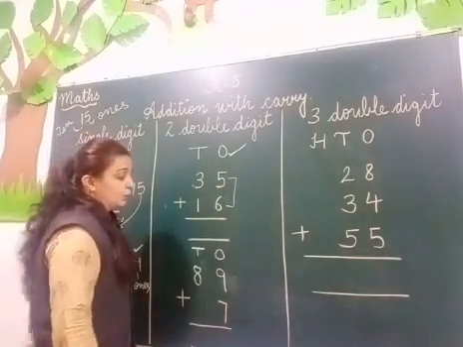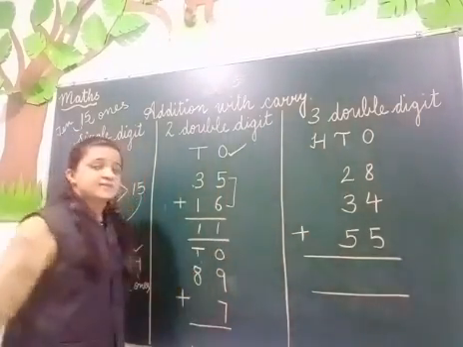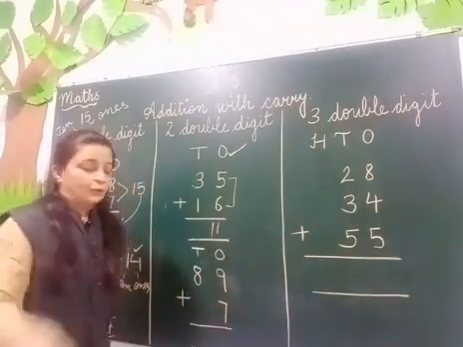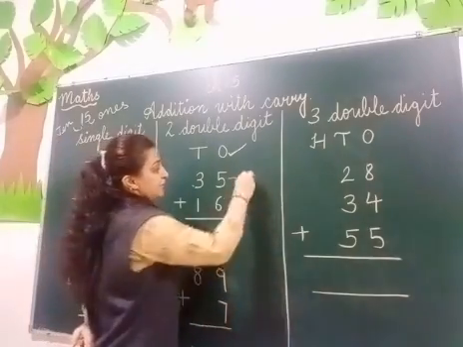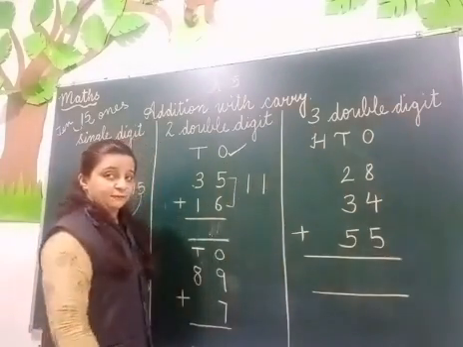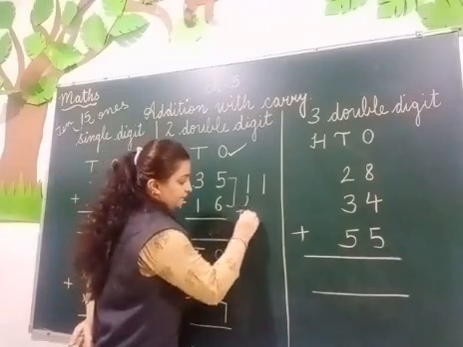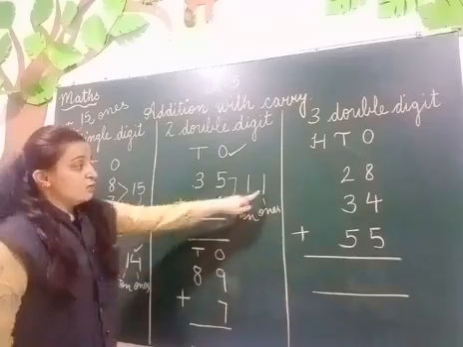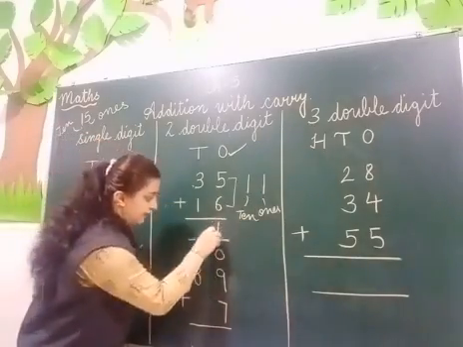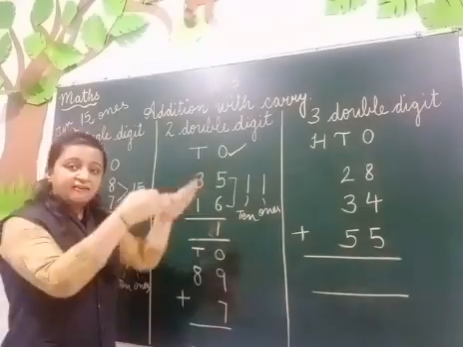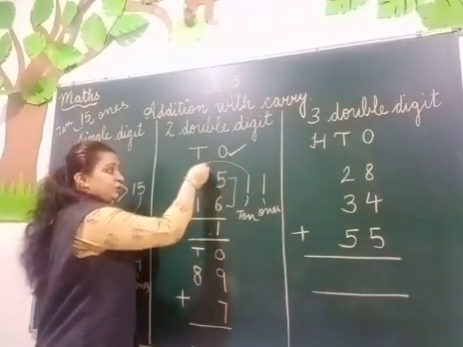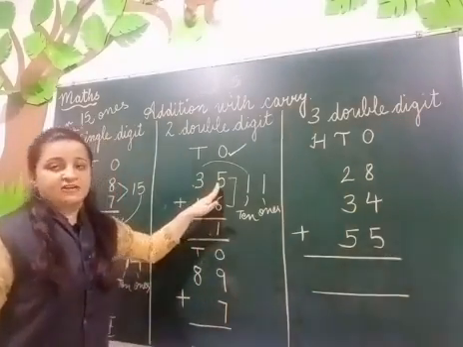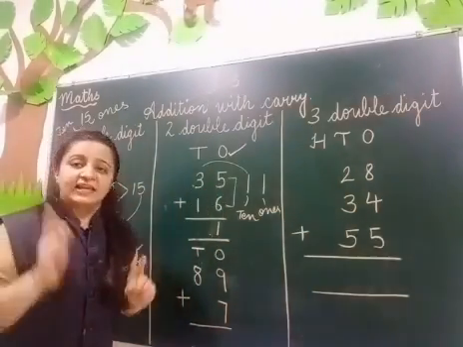So what should I do? Should I write 11 like this? No. Or should I write 11 like this? No. Because, children, this 11 consists of 1 ten and 1 one. So this one I will write here, and this one I will give as carry to the tens place. Okay? 6 and 5 when we add, the answer is 11.